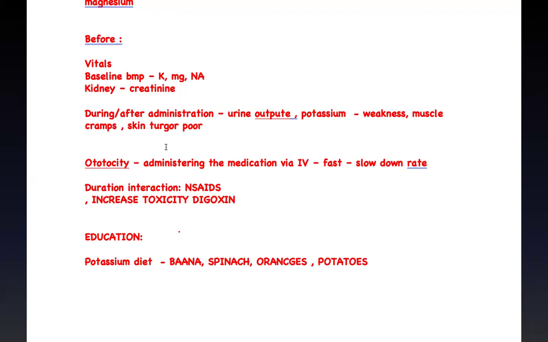You have to make sure they weigh themselves at the same time, wearing the same clothes, in order to check what is going on. But this is just a summary of things that they may ask you.